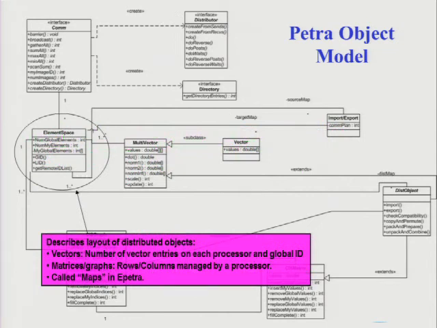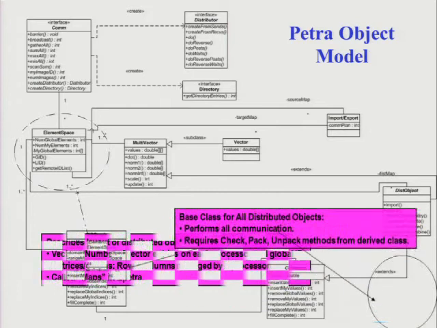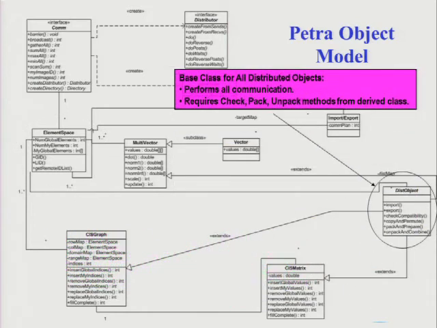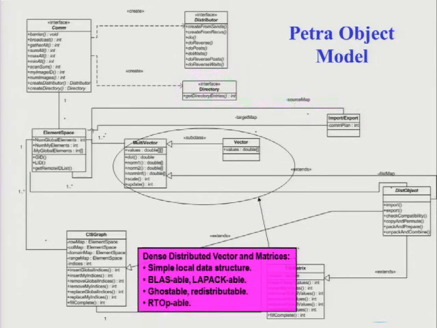What they call an element space really here is what I'll call the map. It describes how we lay out distributed objects. For a vector, it says which entries are on which processor. For matrices or graphs, it says which rows or columns are on each processor. And in Petra and T-Petra, that element space idea is a map. All of our distributed classes are based on a common distributed object, which gives us the communication built in under the hood, and everything derives from that.